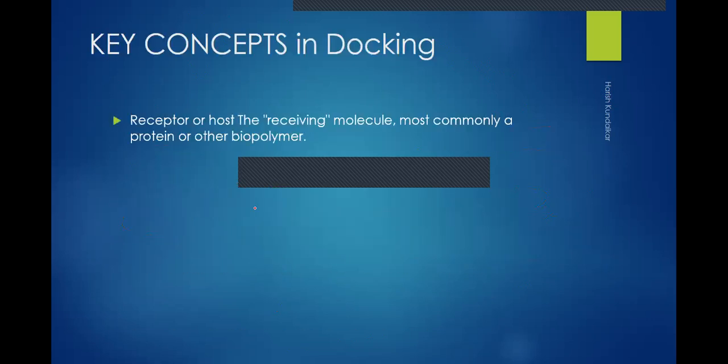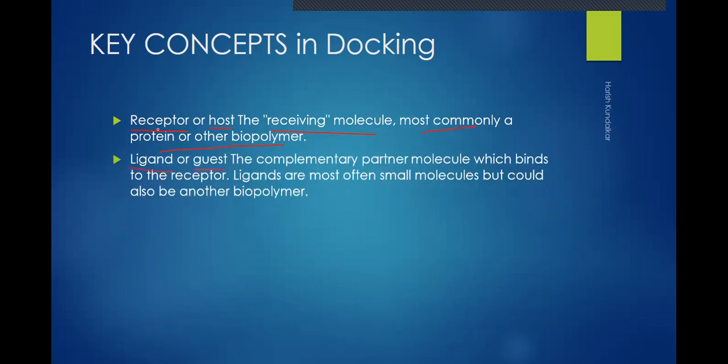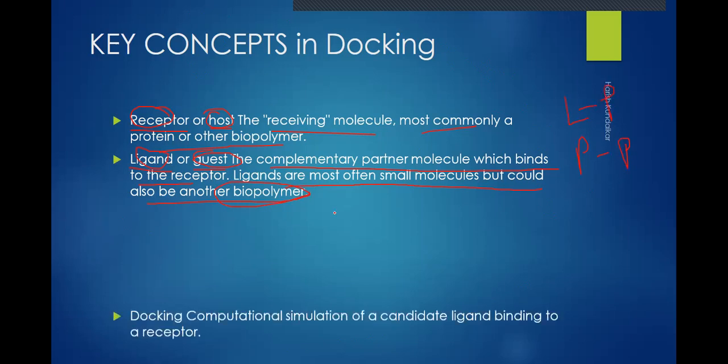So let us talk about a few key concepts in docking. So receptor is also called the host. So receptor or host is the receiving molecule, most commonly a protein or other biopolymer, within which the ligand will be binding. Then we have ligand or guest. Okay, so it is a complementary partner molecule which binds to the receptor, and ligands are most often small molecules but could be other biopolymers, like for instance we talked about protein-protein docking, right? So in addition to ligand-protein docking, we have protein-protein docking as well.